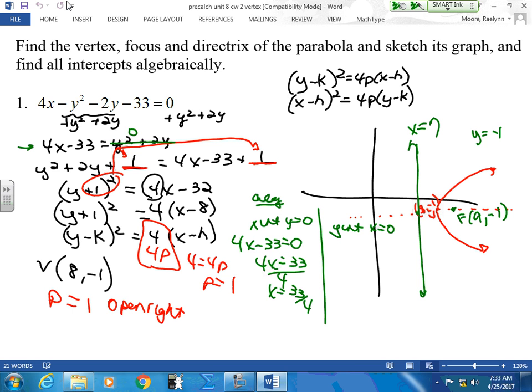Just keep it as a reduced fraction. And that is a reduced fraction. And make sure it makes sense. If my vertex is at 8, and I'm going to the right, is 33/4 to the right of 8? So it makes sense, right? So this guy right here, is that a little bit to the right of 8? Because 32 over 4 would be 8, right? So it's a little bit to the right. I'm a little wide on my thing. So here's my x-intercept.